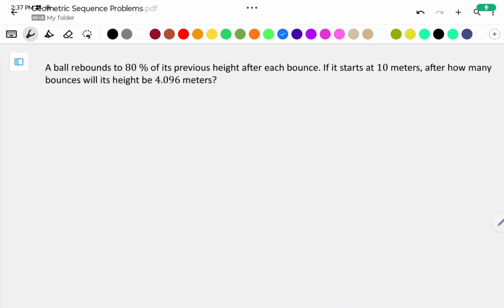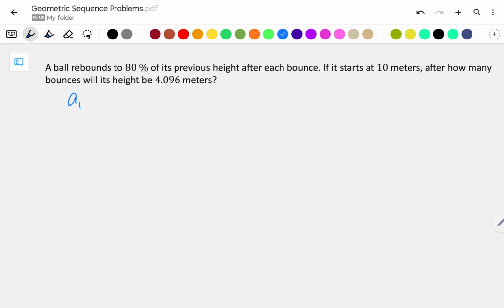A ball rebounds to 80% of its previous height after each bounce. If it starts at 10 meters, after how many bounces will its height be 4.096 meters? So 80% of its height. So we're going to have here a geometric sequence.